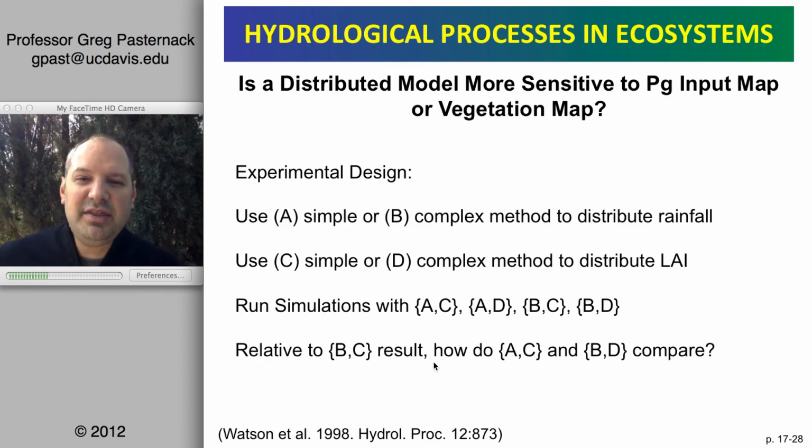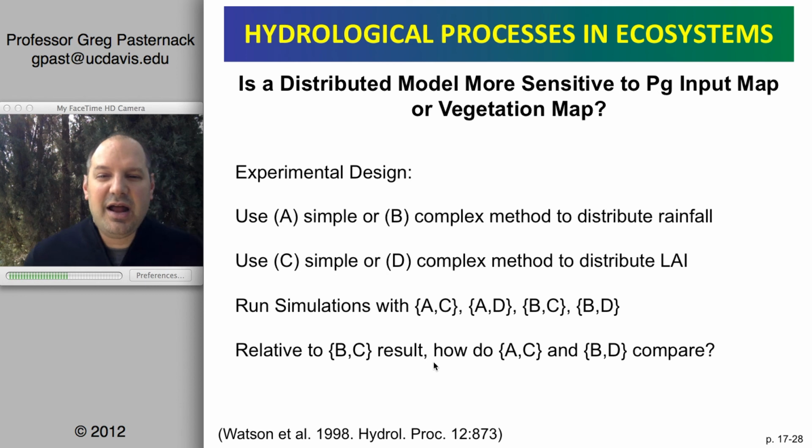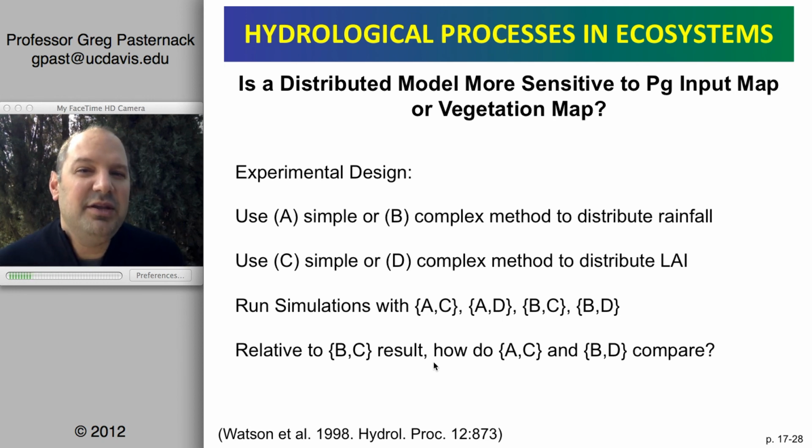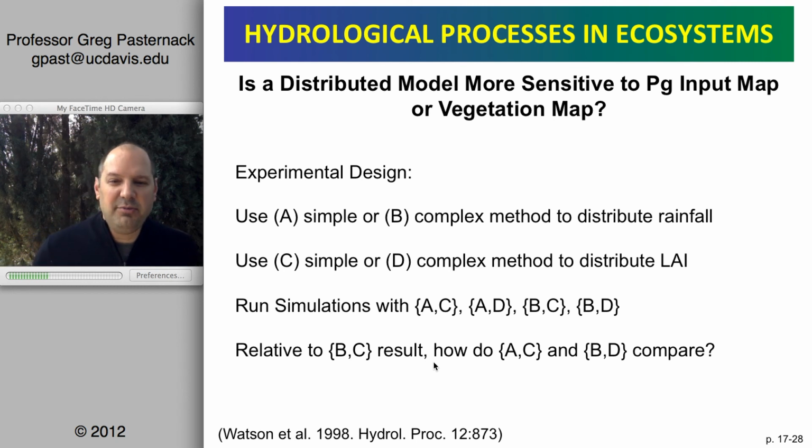Okay, well, let me illustrate these concepts with a different distributed hydrological model. In this case, we're going to ask the question whether the model is more sensitive to getting the rainfall map correct or to having the vegetation map correct. So this is a very relevant question for ecohydrology. Should I put more time into getting my land cover and land use right or my rainfall input?